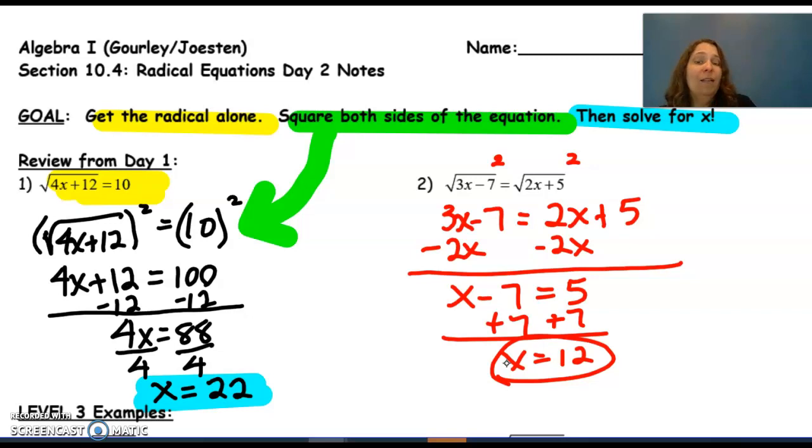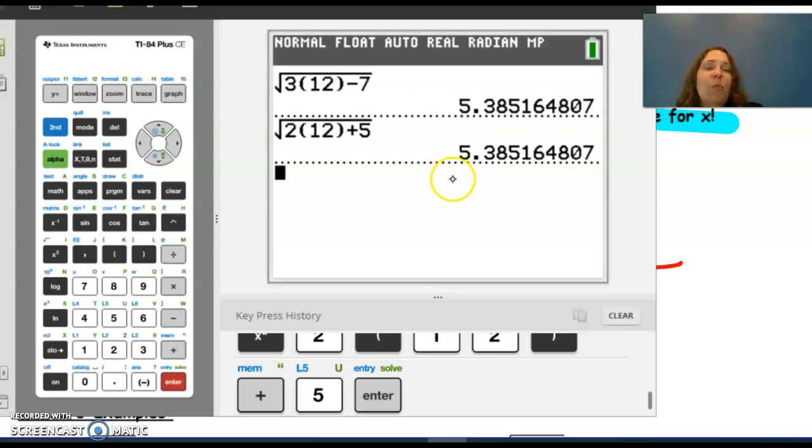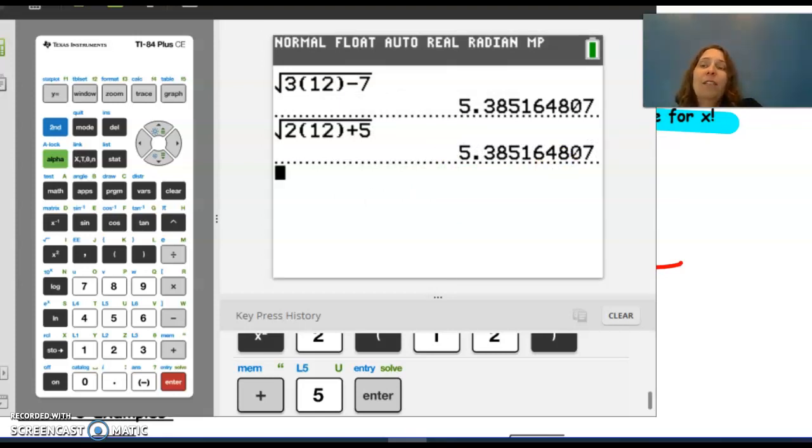Here's what I'm going to do on my calculator. In the calculator, I plugged in the square root of 3x minus 7 and the square root of 2x plus 5, plugging in 12 for x because that's what we found. Now, even though both of these gave us decimals, notice the decimals are exactly the same. So because the decimal values are the same, that means, yes, we do have 2 mathematically equivalent answers. So x equals 12 is correct.